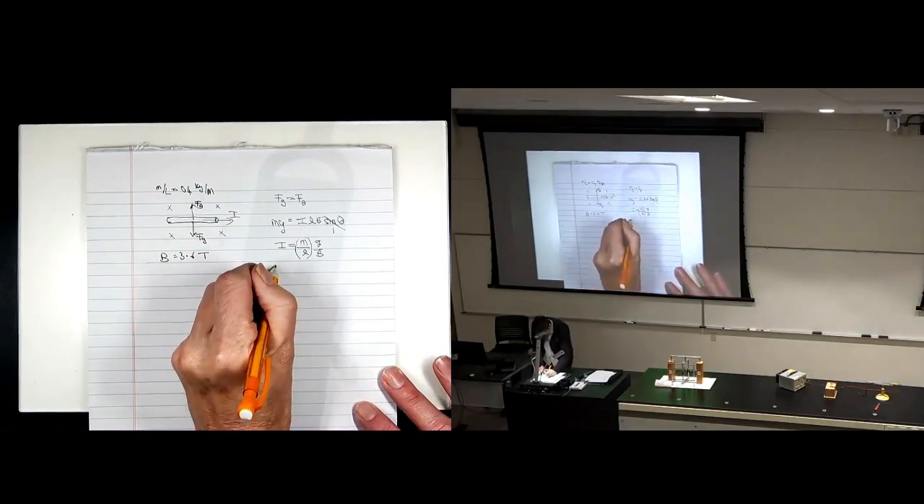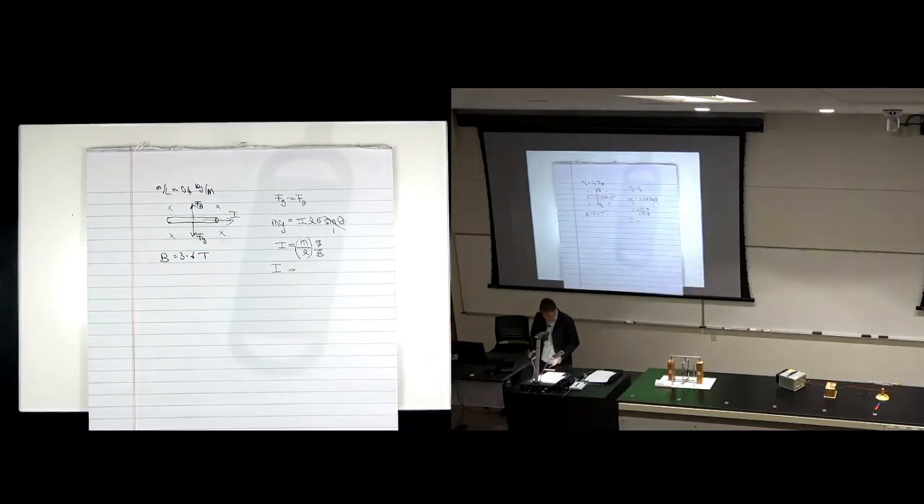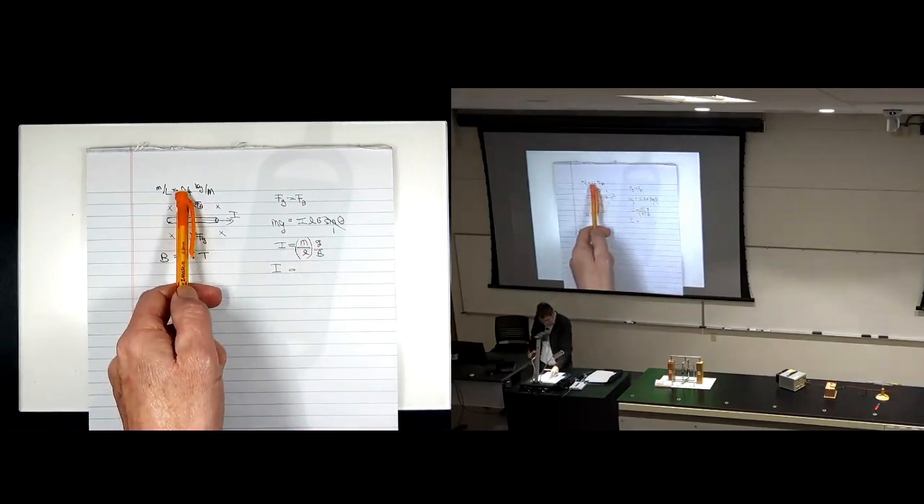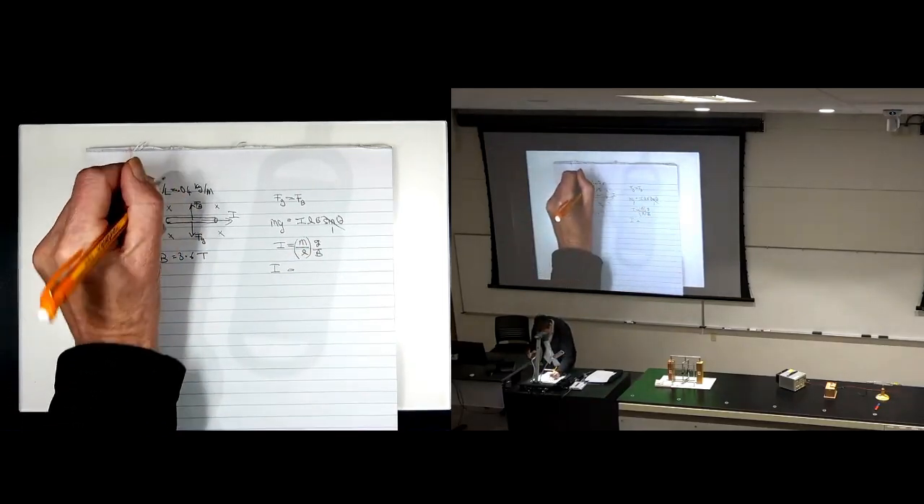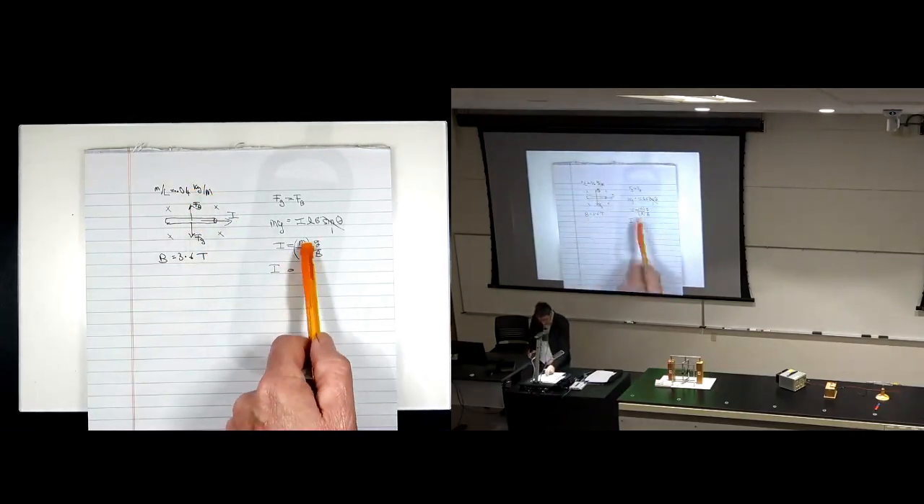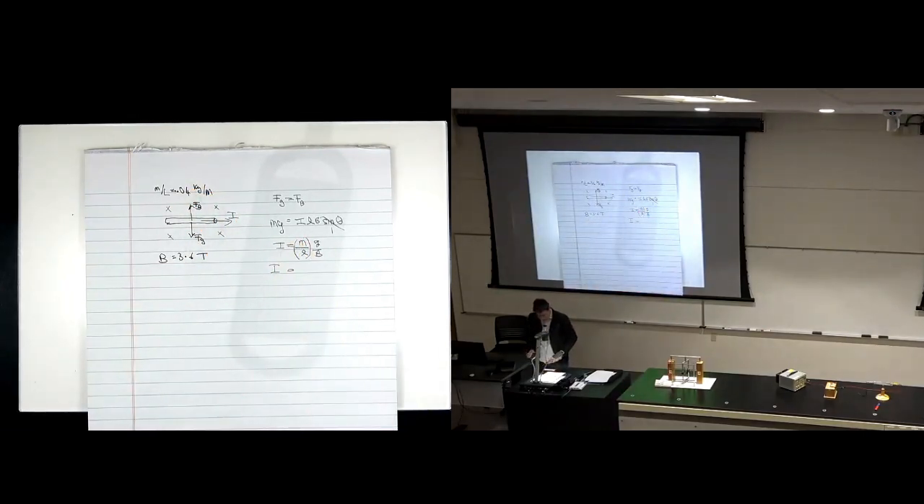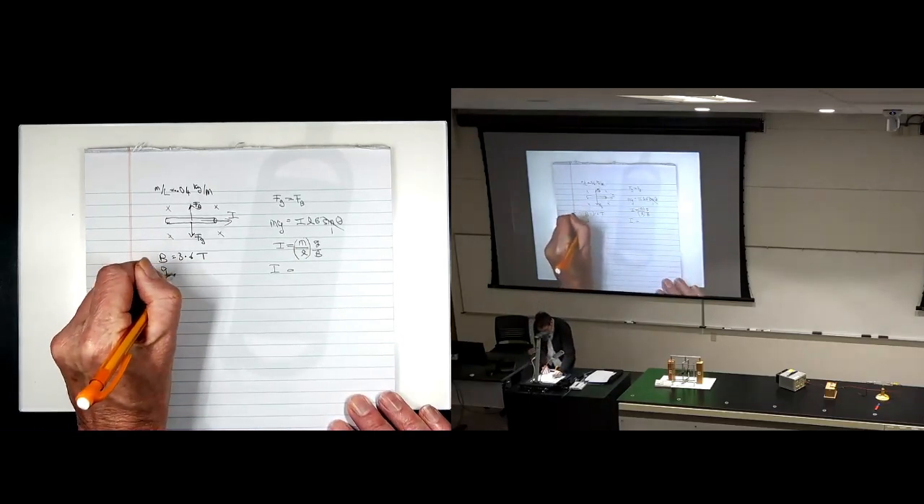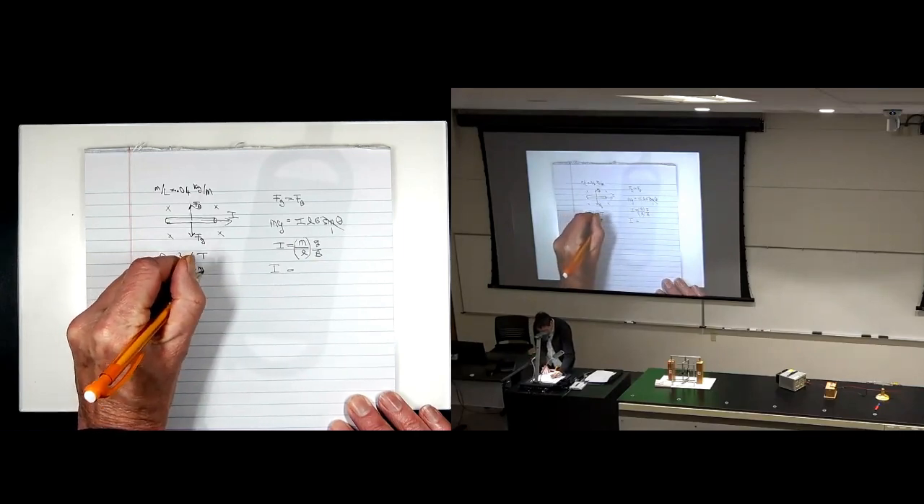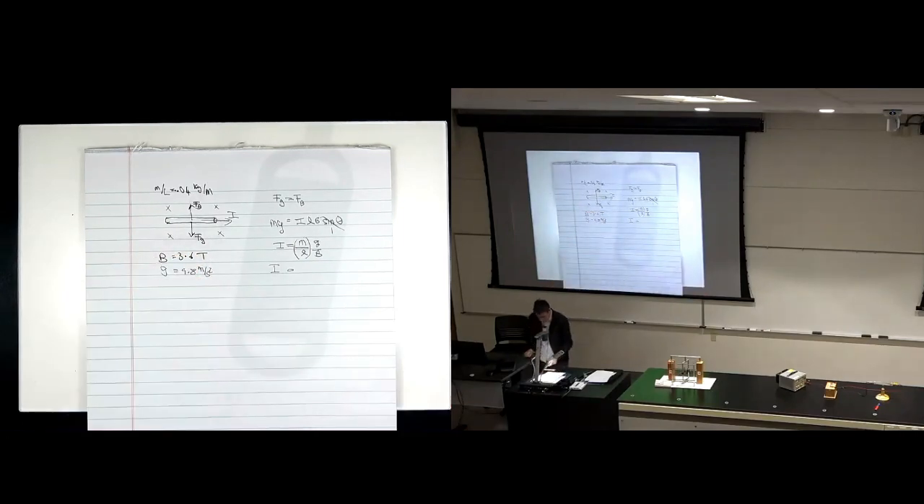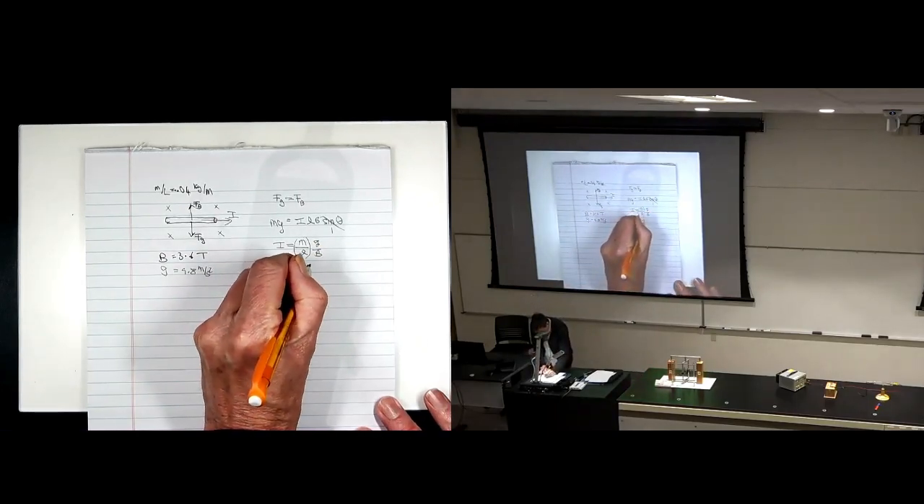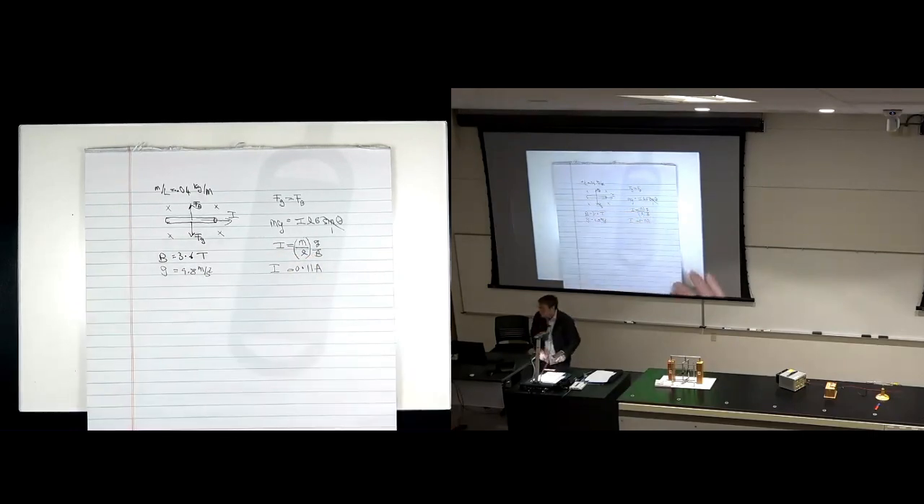Anyway, enough of that. Let's plug in the numbers. M over L was 0.04 kilograms per meter. I never wrote it down, but G was 9.8 meters per second squared, obviously. And B is 3.6 Tesla. If you do all that, I got 0.11 amps. That's the magic current that floats the rock.